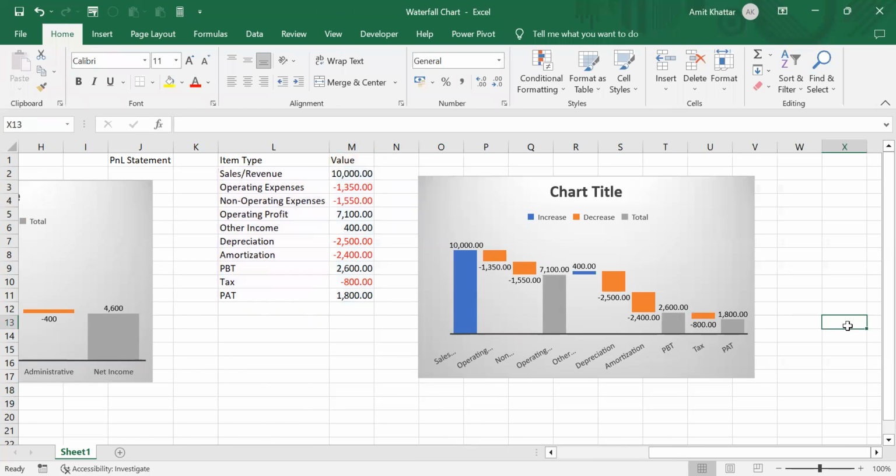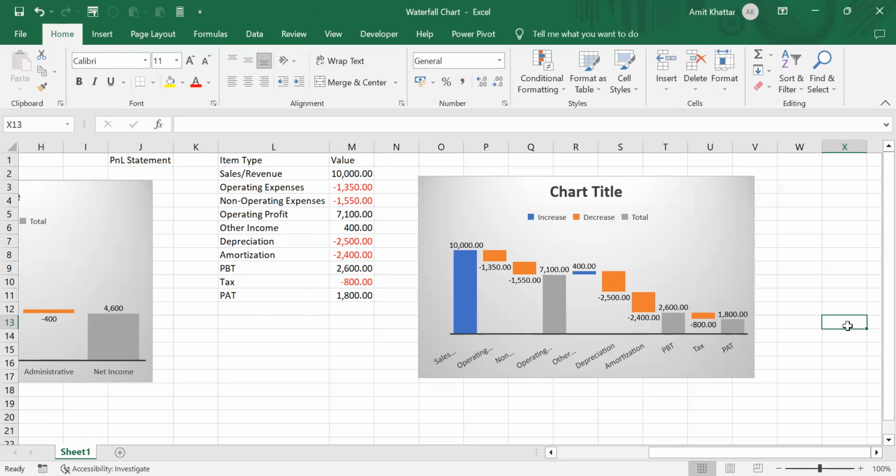Now, if I look at the transition, I can very well see it from the waterfall chart. So the starting point is my revenue. Deduction is in the form of operating expenses and non-operating. I'm getting the operating profit out of it. Then other income is an addition, an increment. Depreciation and amortization are further deductions.